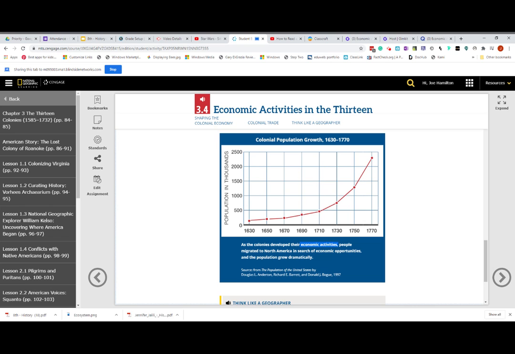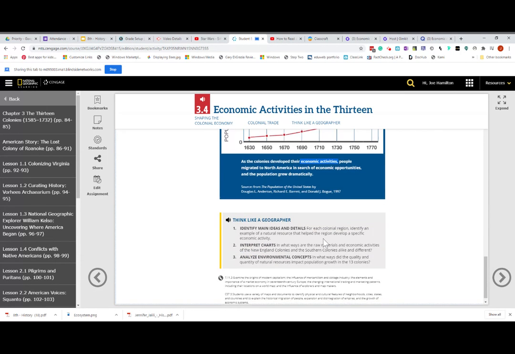Can I highlight that? No, it won't let me highlight that. People migrated to North America in search of economic opportunities. Okay. So this is telling me population growth. So it must have been really good if the population's growing and they were thriving.